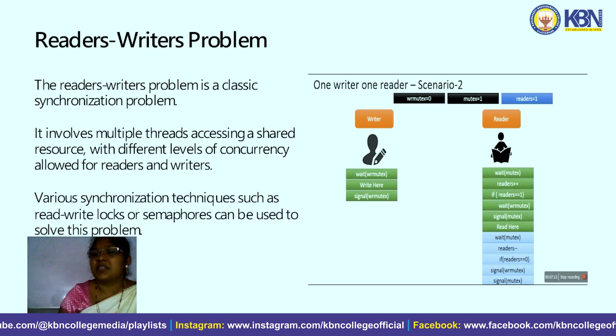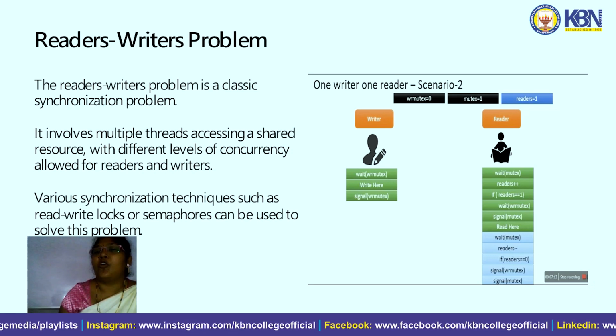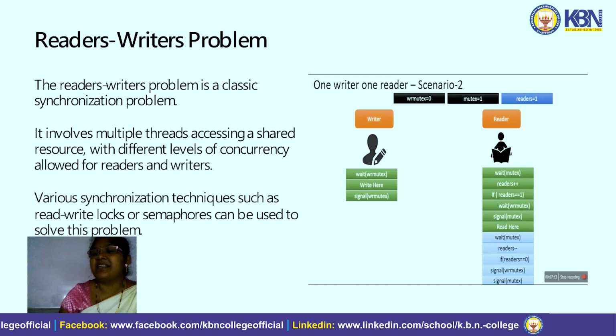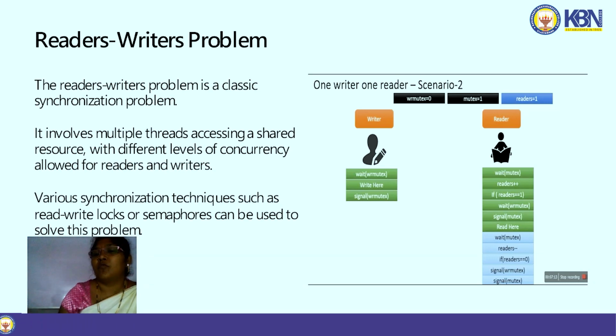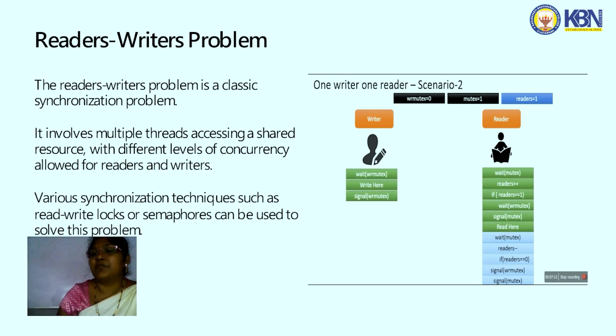This is the process of how they coordinate with each other. Then wait on mutex and readers minus minus, which completes the reader's task. If readers equals 0, then signal wrt. Then signal mutex. See the read mode, write mode, and read-and-write mode in the picture.